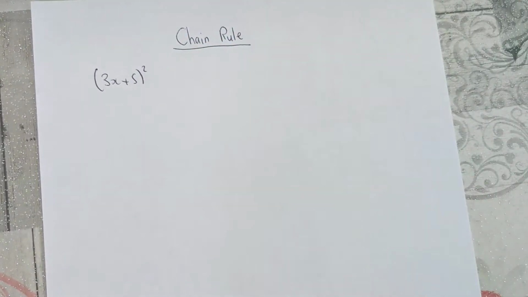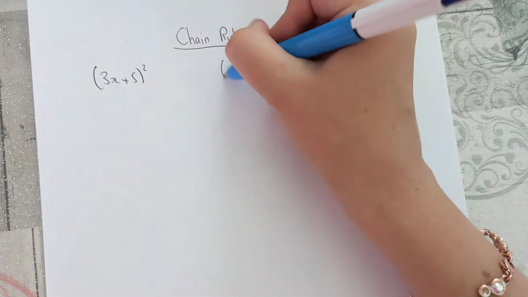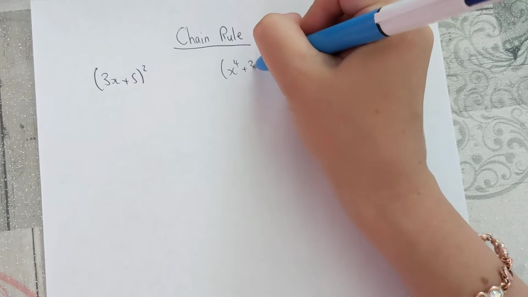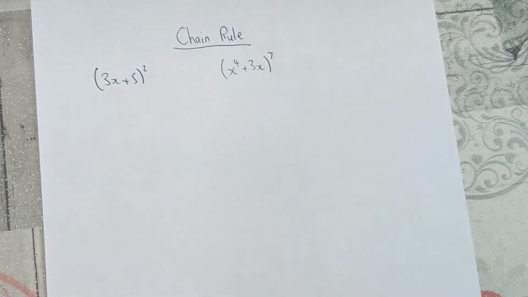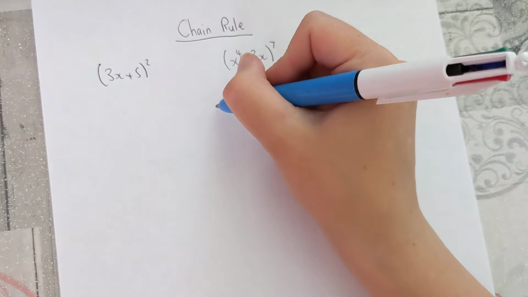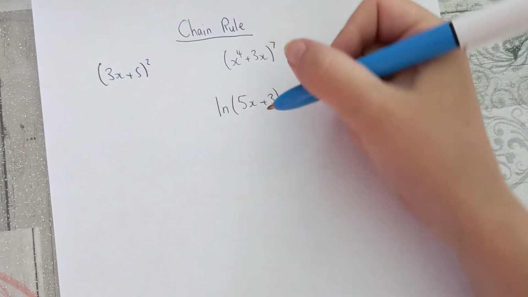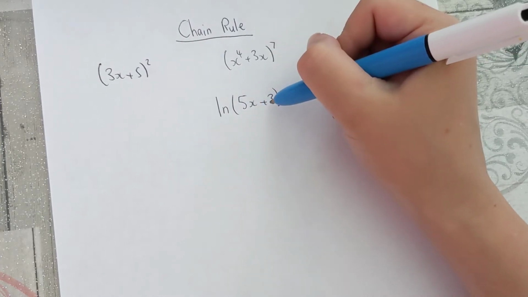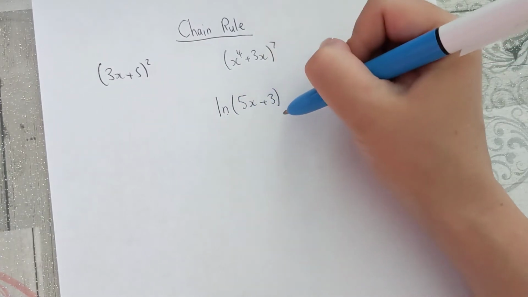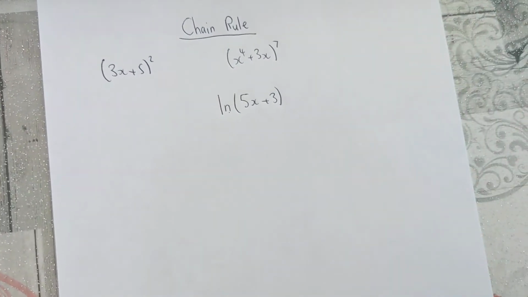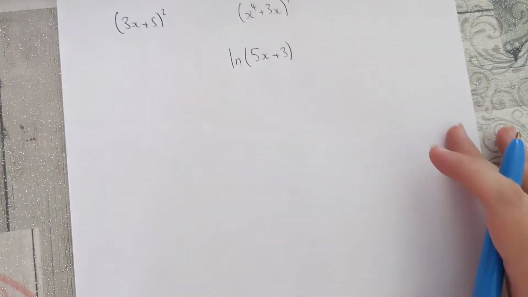Obviously on that one it isn't too bad because you could expand your brackets out. But it might be something like (x^4 + 3x) to the power of 7, in which case you wouldn't want to be expanding 7 brackets. So it's an easier way of differentiating things like that. Or it might be something like ln(5x + 3). So again, your first function of x is the 5x + 3, and then you're doing ln of that. So it's whenever you've just got a function inside a function, basically.